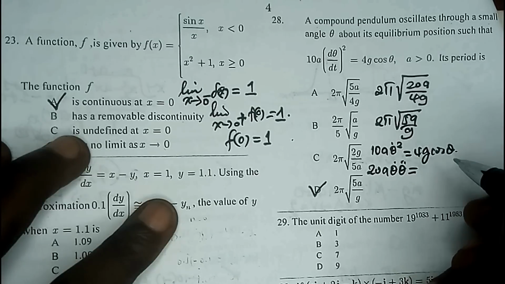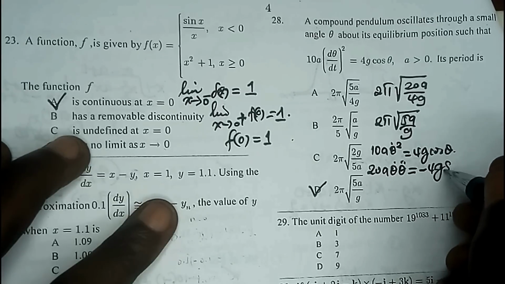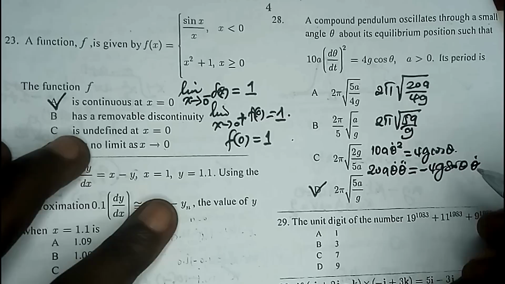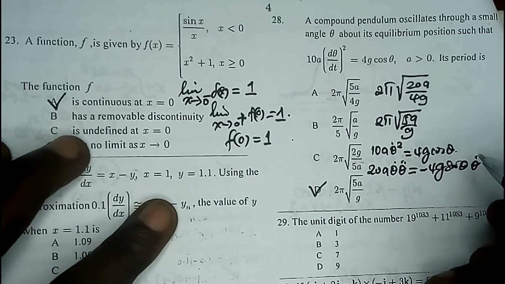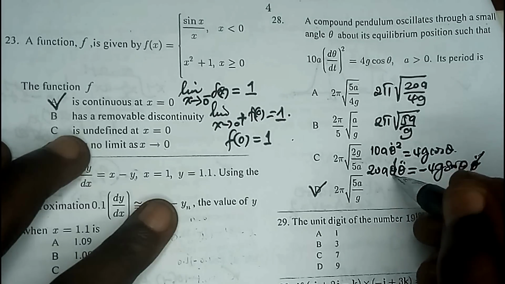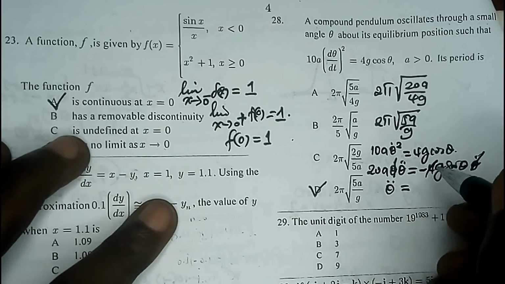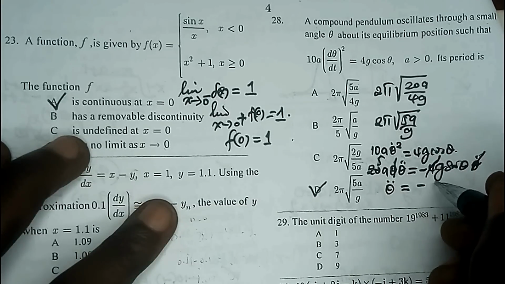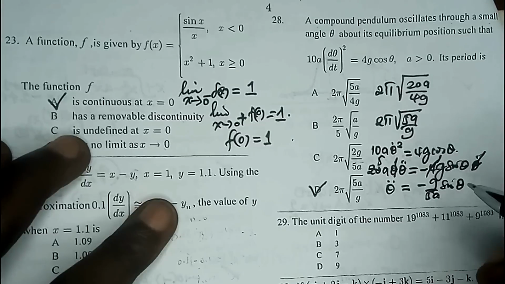I don't have t, I have theta. So I differentiate with respect to theta, which gives negative 4g sine theta. I have to multiply by theta dot as the chain rule specifies. Theta dot will then cancel, and I have that theta dot dot equals 4 also cancels to give 5 here. Theta dot dot equals negative g over 5a sine theta.